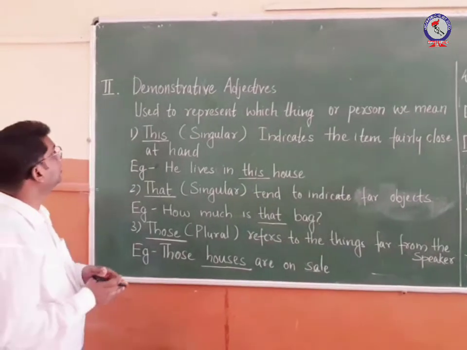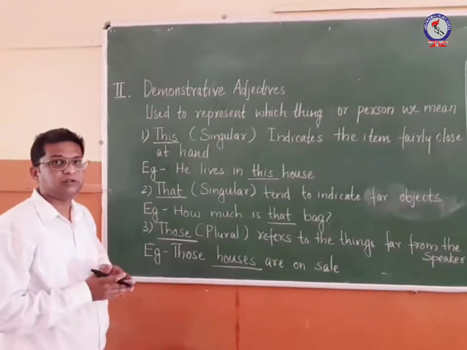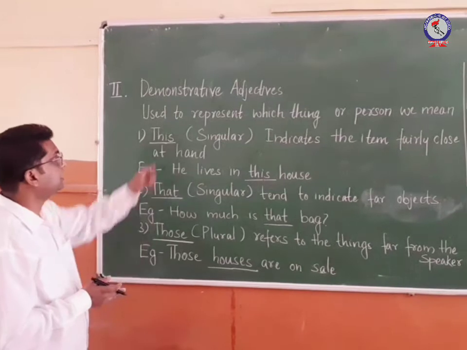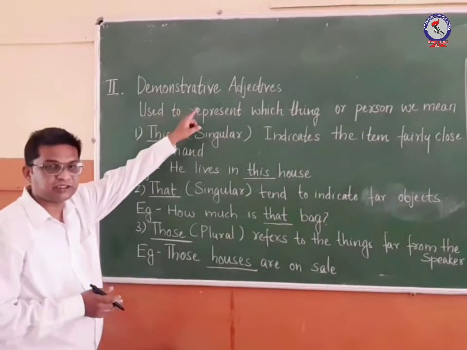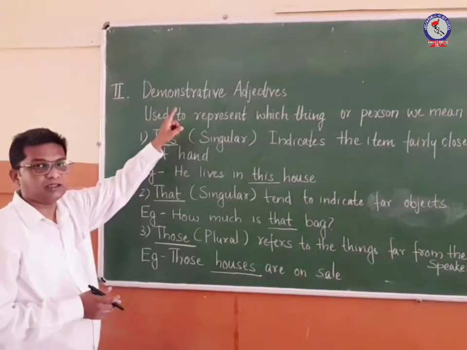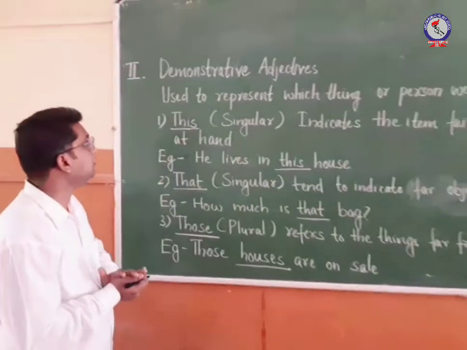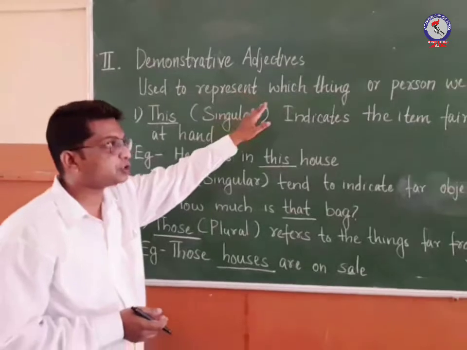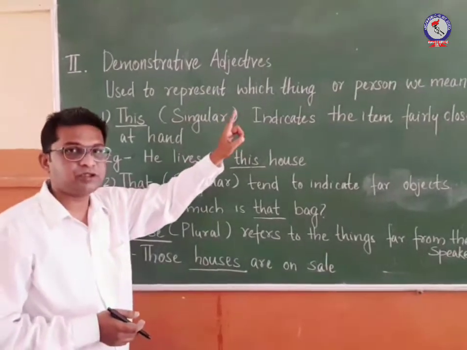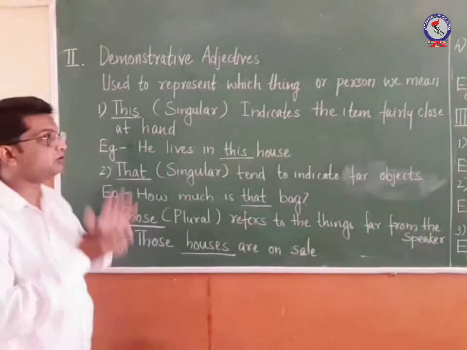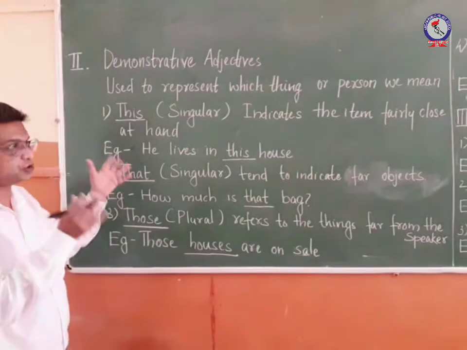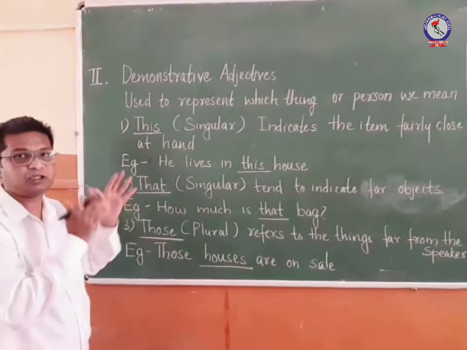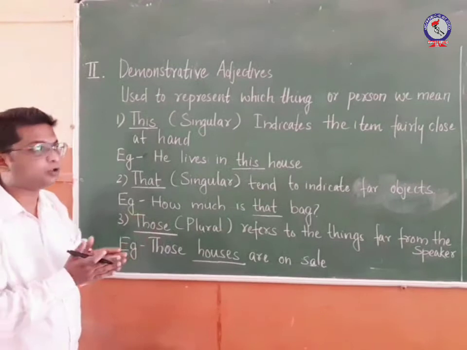Move on to the second type of determiners, that is demonstrative adjectives. This is the second type of determiner. Now it is used to represent which thing or person we mean. It represents which thing, that means which are the things, which are the person that we are referring to.